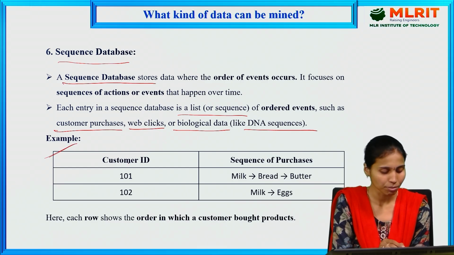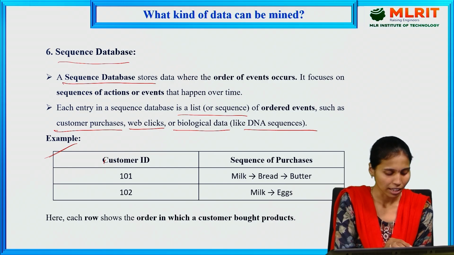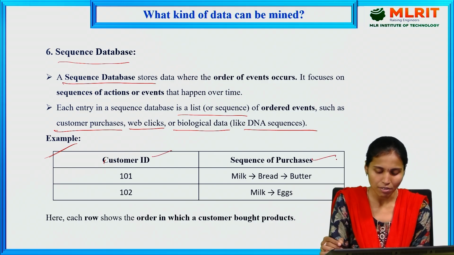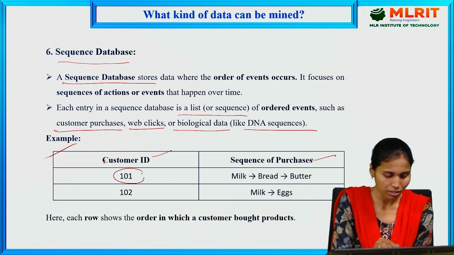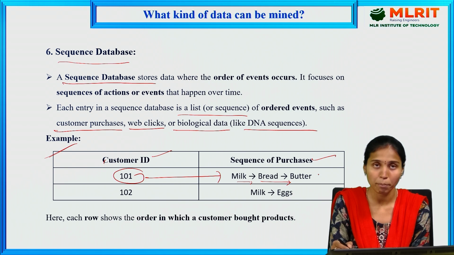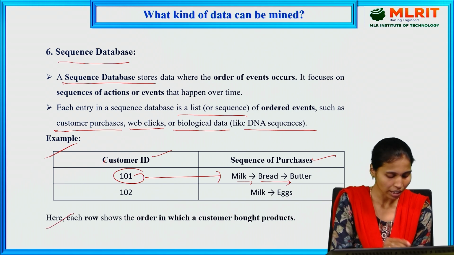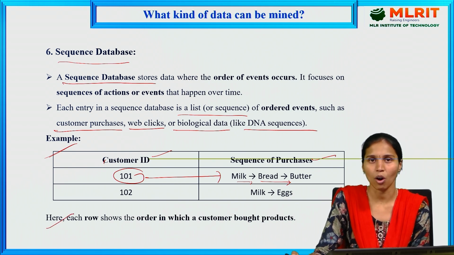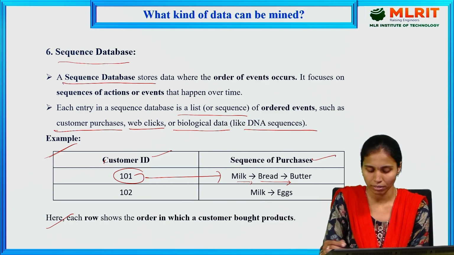So for example of sequence database, take customer ID. In this table we have 2 columns. First one is customer ID and second is sequence of purchases. This customer purchases first milk, then bread and then butter. So here each row shows the order in which a customer bought products. So this is about sequence database.